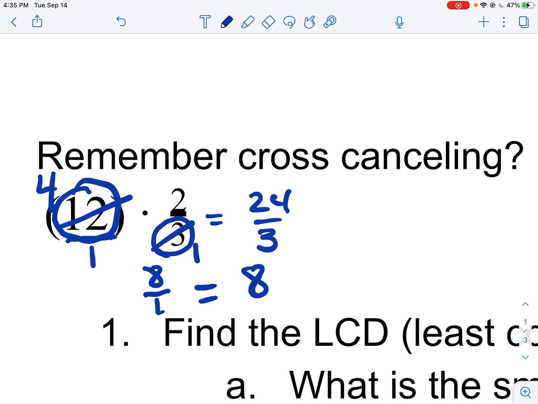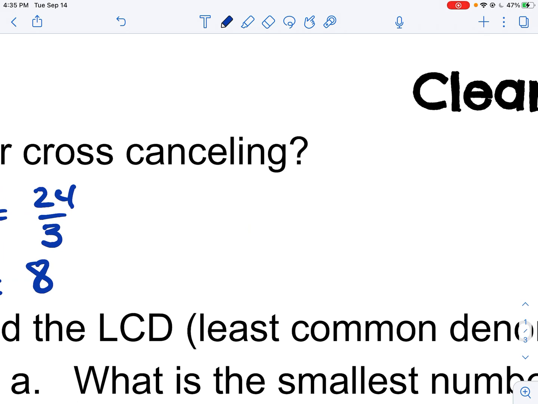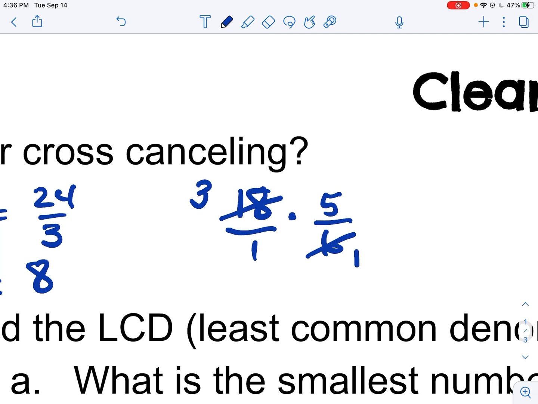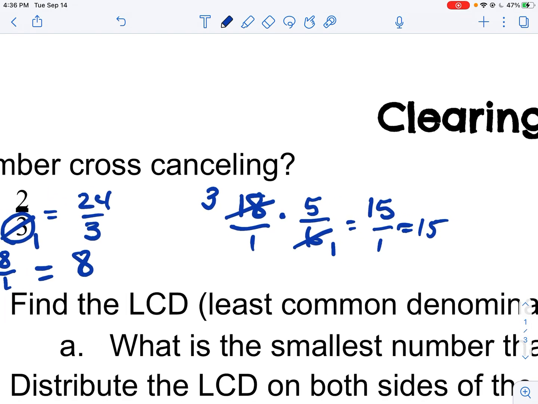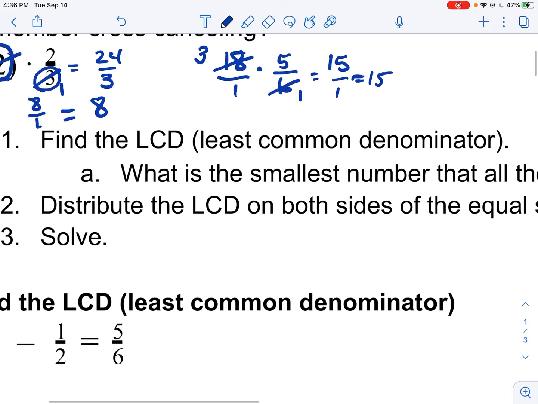Okay? I'll do another one. Let's see, 18 times 5/6. If I look at this, 6 goes into 18 3 times. It goes into itself once. So if I multiply across, I get 15 over 1, which is 15. Okay, so we're going to be doing a lot of that.